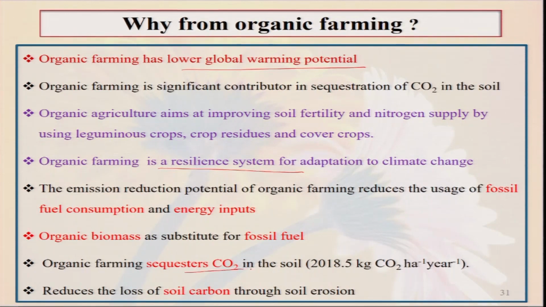Similarly, it also sequesters carbon and reduces soil loss through erosion, because in organic farming our soil will be stable, aggregate stability will be better. So if there is some erosion, wind erosion, maybe also water erosion, our soil loss will be less. When soil is lost, not only the soil, a very good amount of quality nutrients, nitrogen, phosphorus, potassium, as well as lots of micronutrients are also lost.